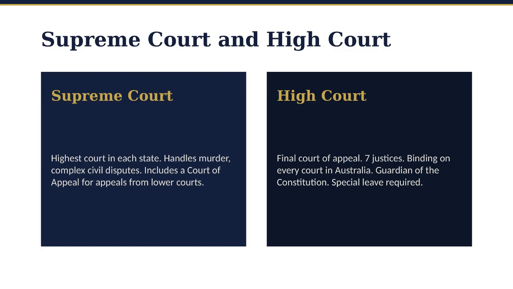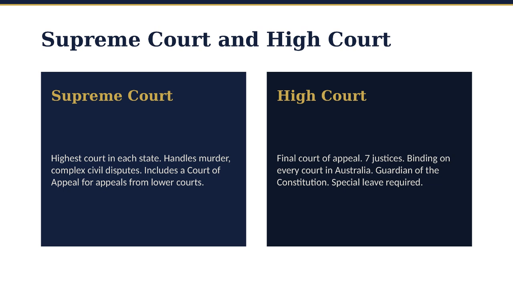Each state and territory has a Supreme Court. This is the highest court in the state system. It handles the most serious criminal matters, including murder, and complex civil disputes. It also has an appellate division, a court of appeal, that hears appeals from the lower courts.